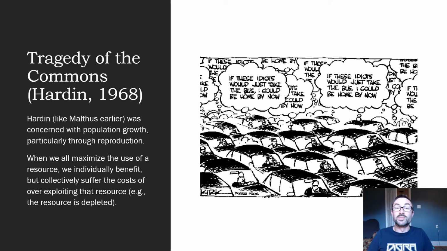The resource becomes depleted. So in my comic here, everyone's sitting in traffic, and each person sitting in traffic says, and you know you're guilty of this, if these idiots would just take the bus, I would be home by now. Think about the roads as the commons. Any shared resource can be thought of as the commons, and the tragedy is that we overuse it, we overexploit it, we act in our personal interest, and we all suffer the consequences eventually.